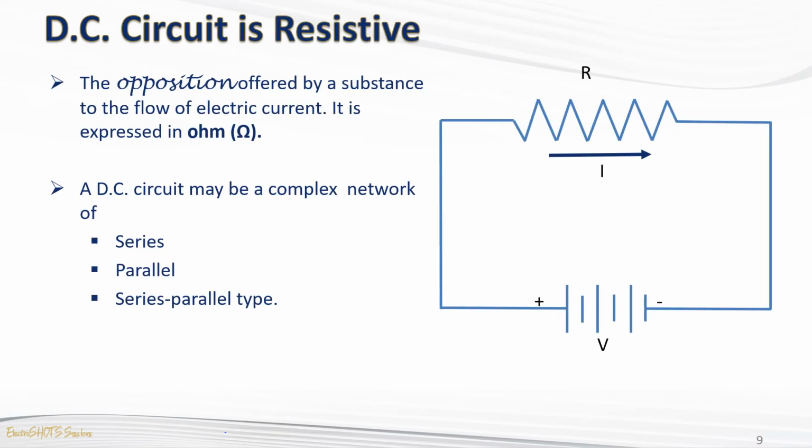So DC circuit is resistive, and you have already known from your previous studies about the resistance of a material. What is a resistance, how it can be calculated, what it depends upon. So I will just recap it for you. The opposition offered by a substance to the flow of electric current, it is expressed in ohms. Now a DC circuit may be a simple or a complex network of 3 types: a series type circuit, a parallel type, and or a combination of series and parallel type.